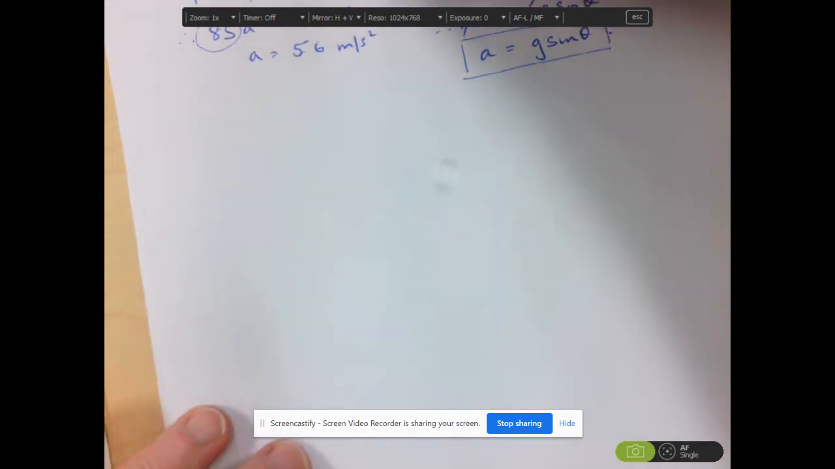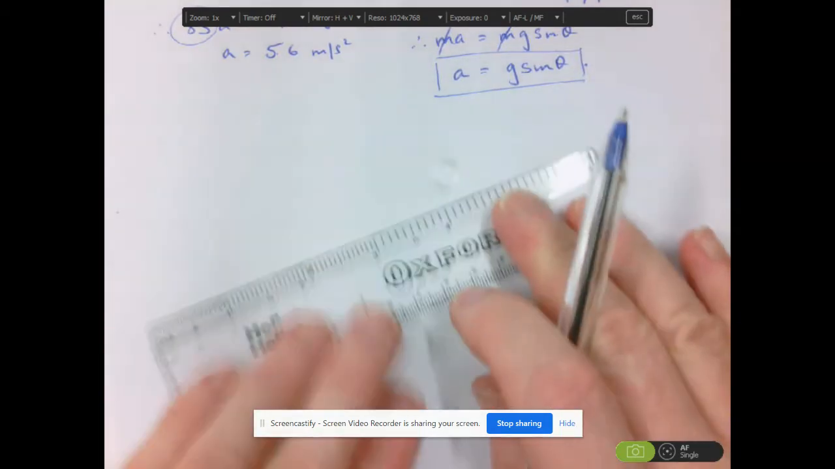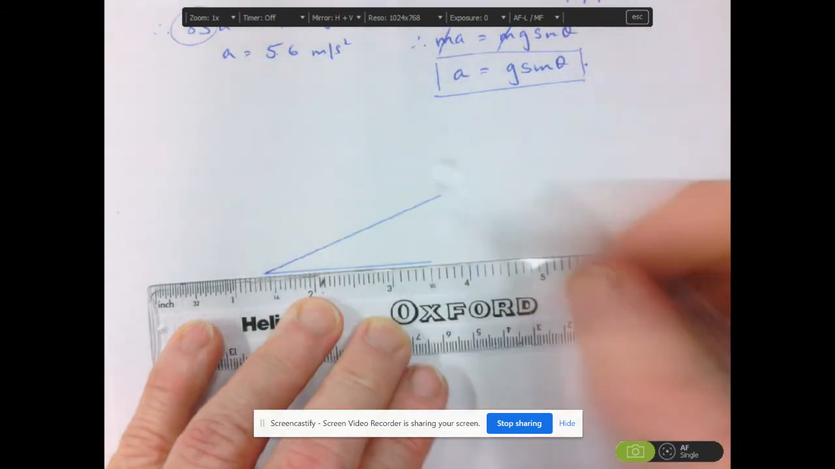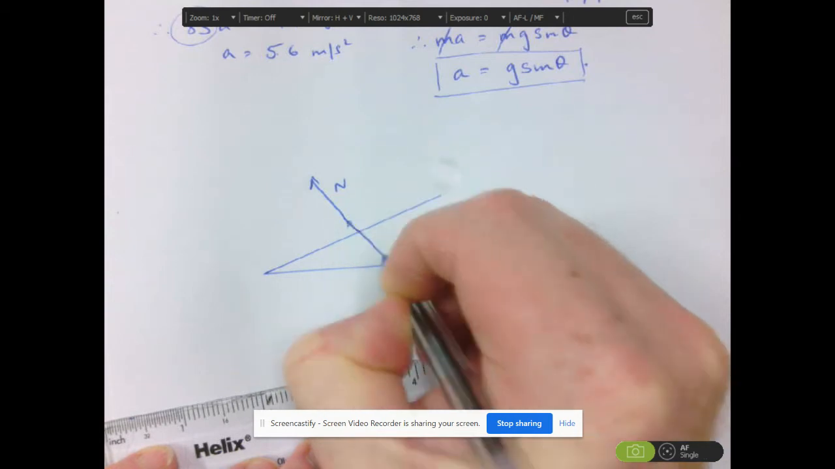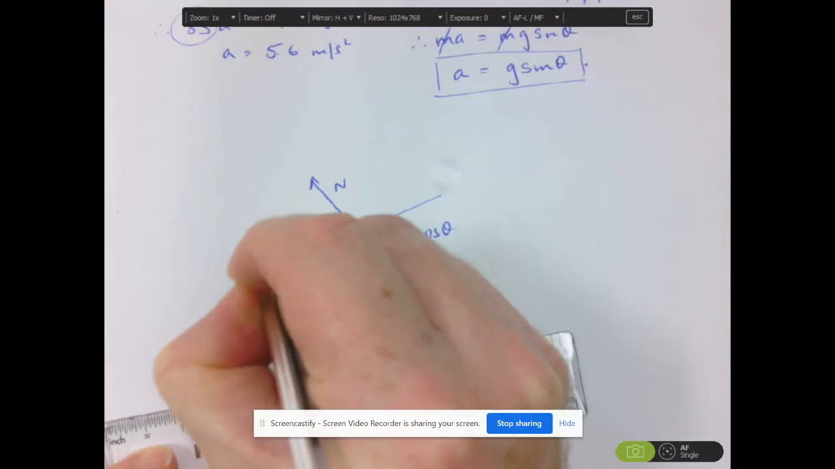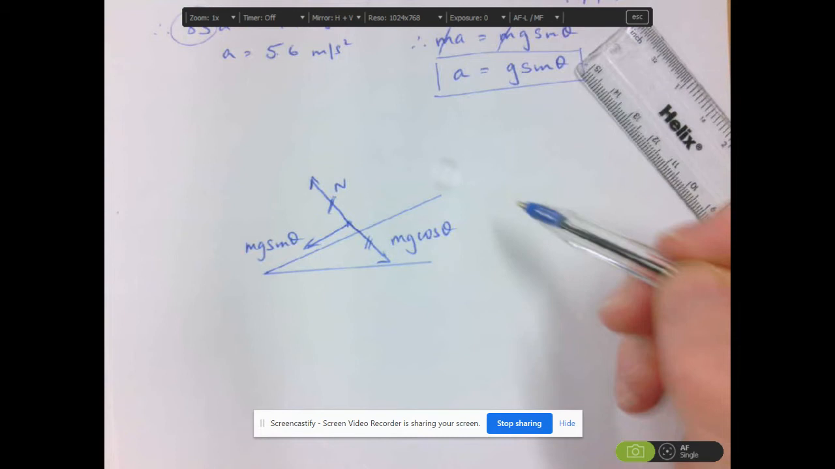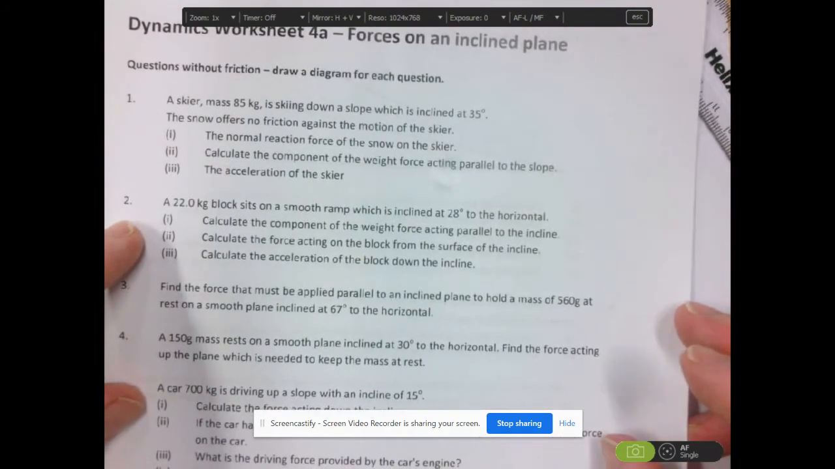So once again, let's have a look at what we've got. I should actually get a diagram, which I'm not going to constantly draw over. But anyway, this force is the normal, and that is equal to mg cos theta, and the one down the plane is mg sine theta. These two are in balance, but this one is the accelerating force down the plane.